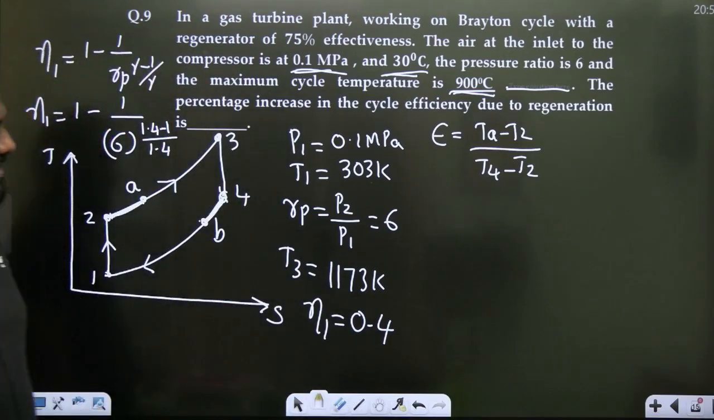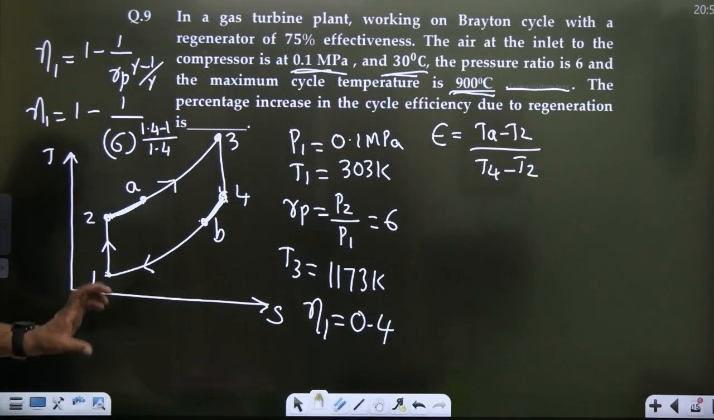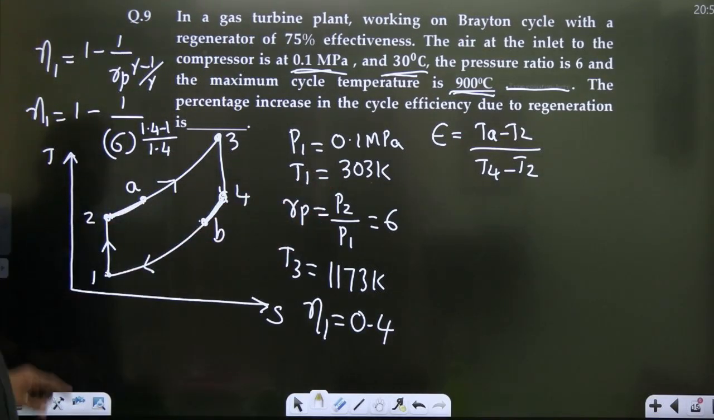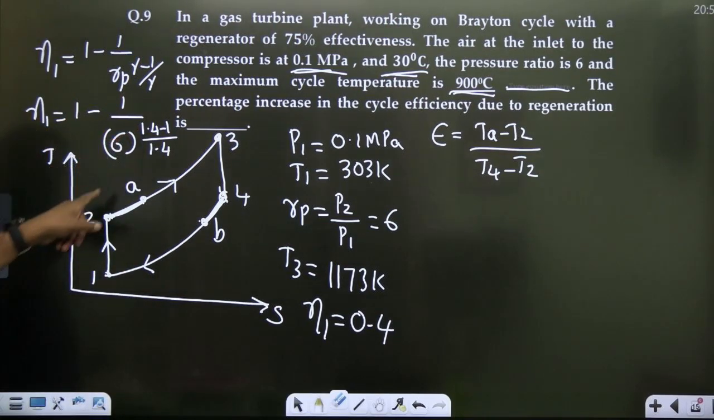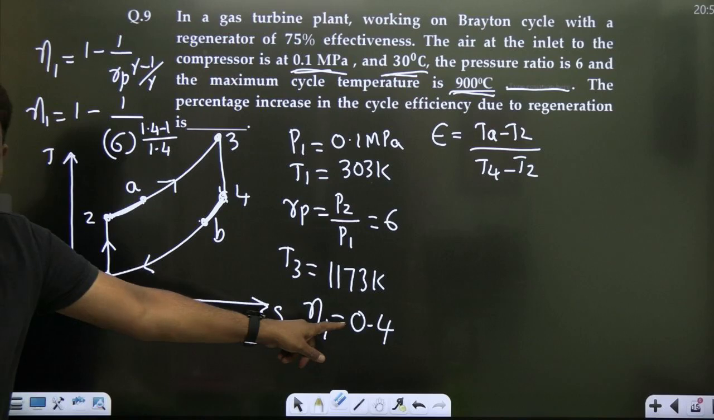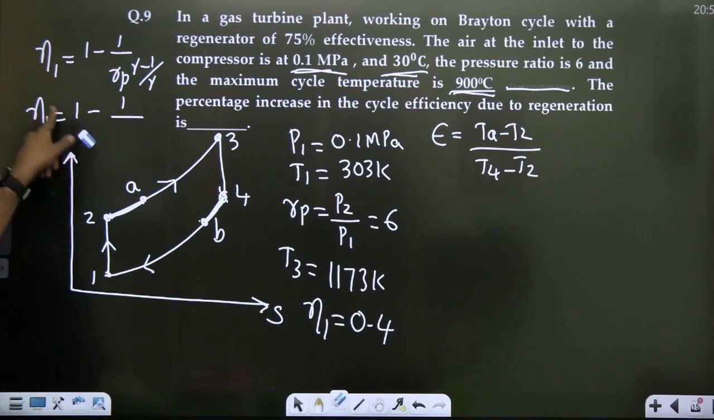Unfortunately, none of the temperatures are known to me. But I know very well, I can easily calculate T2. Without regenerator, the efficiency is 40%. Note down: without regenerator, the efficiency is 40%. Please note down that.